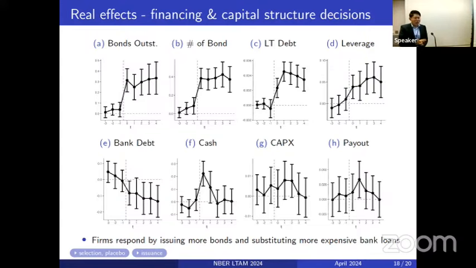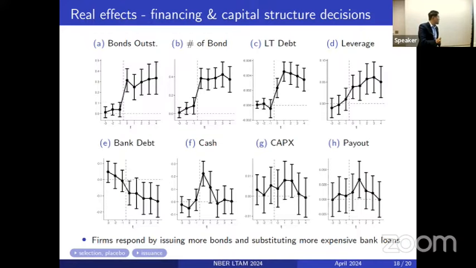So next, we are interested in the real effects in terms of the capital structure decision and investment. Here, in the first two panels, we can see that after the positive demand shock in the passive fund market, there is indeed a significant increase in the number of bonds outstanding and the dollar amount of bonds outstanding. So it suggests that firms are indeed taking advantage of the cheaper bond financing option and issuing more bonds when there is a positive demand shock from passive funds.